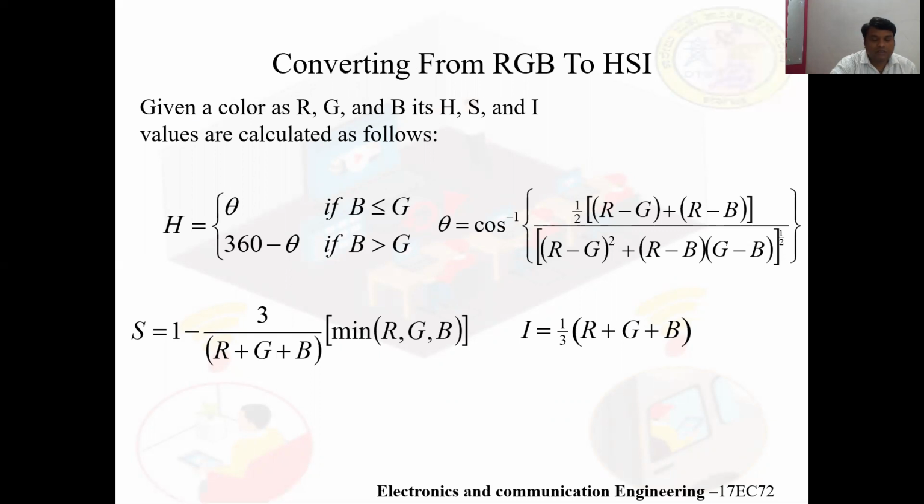Saturation is calculated by this equation. S is equal to 1 minus 3 by (R plus G plus B) into minimum of R, G, B. Intensity I is given as I is equal to 1 by 3 of (R plus G plus B).